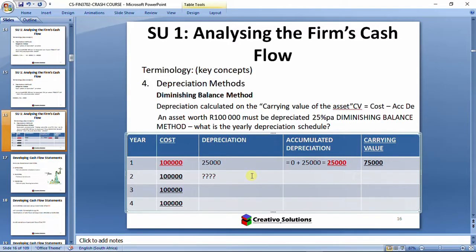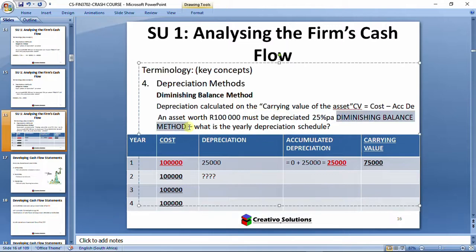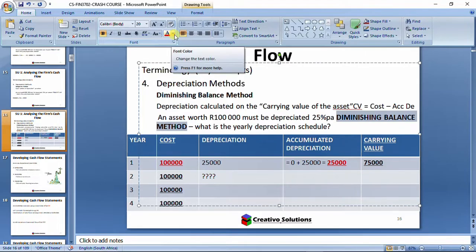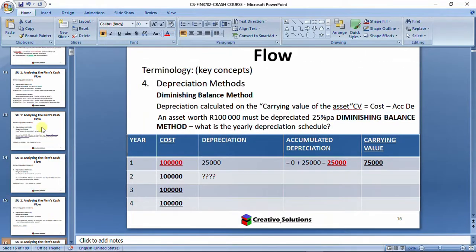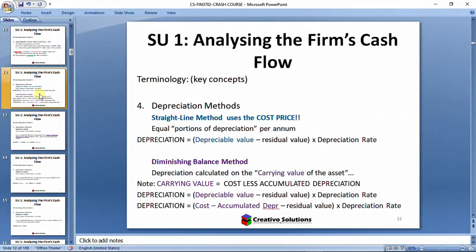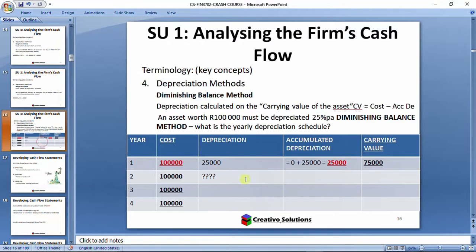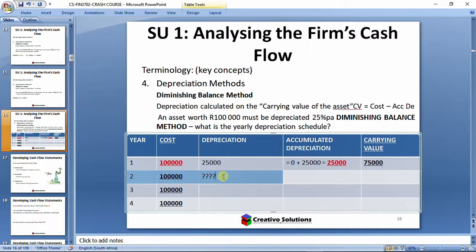What's depreciation here going to be? 25,000. Nope. This is diminishing balance. If it's diminishing balance, how do you calculate depreciation? The cost? Nope. You don't use cost. Diminishing balance, we use which method? Let's go back. What do you use to calculate depreciation if you're using diminishing balance? Carrying value. Good. What is the carrying value here? 75,000. Yes, there we go.